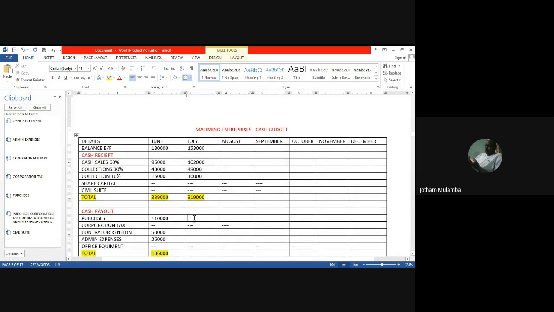So we go to cash payout. Because we are in July, we'll now pay purchases for June. How much was purchases in June? 90,000. We don't have corporation tax, and contractor retention was only a one-off payment, so we can close the other month so that it doesn't bother us again.